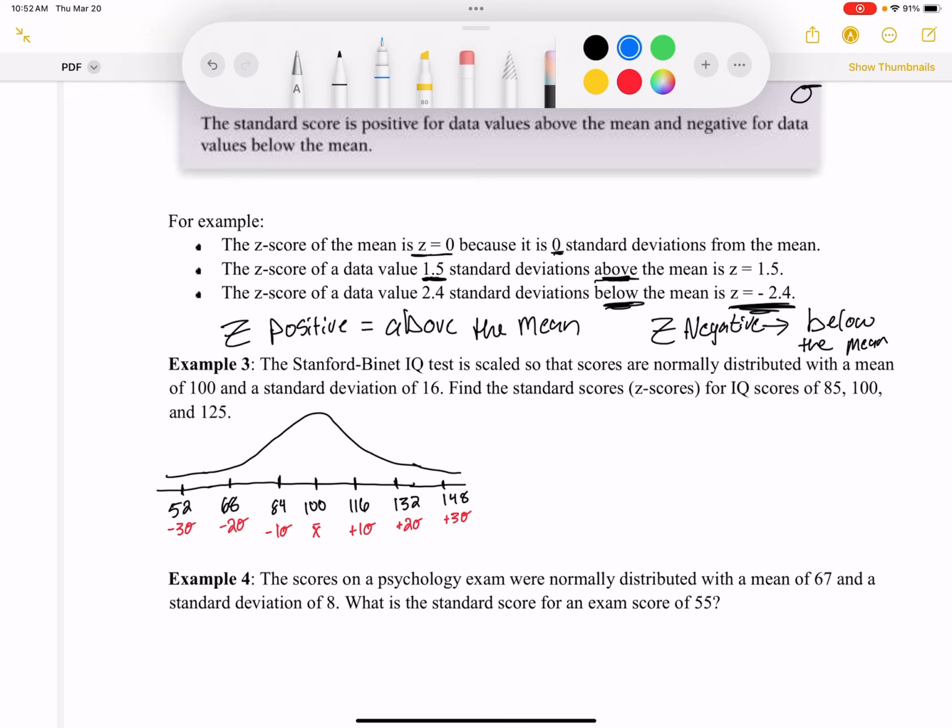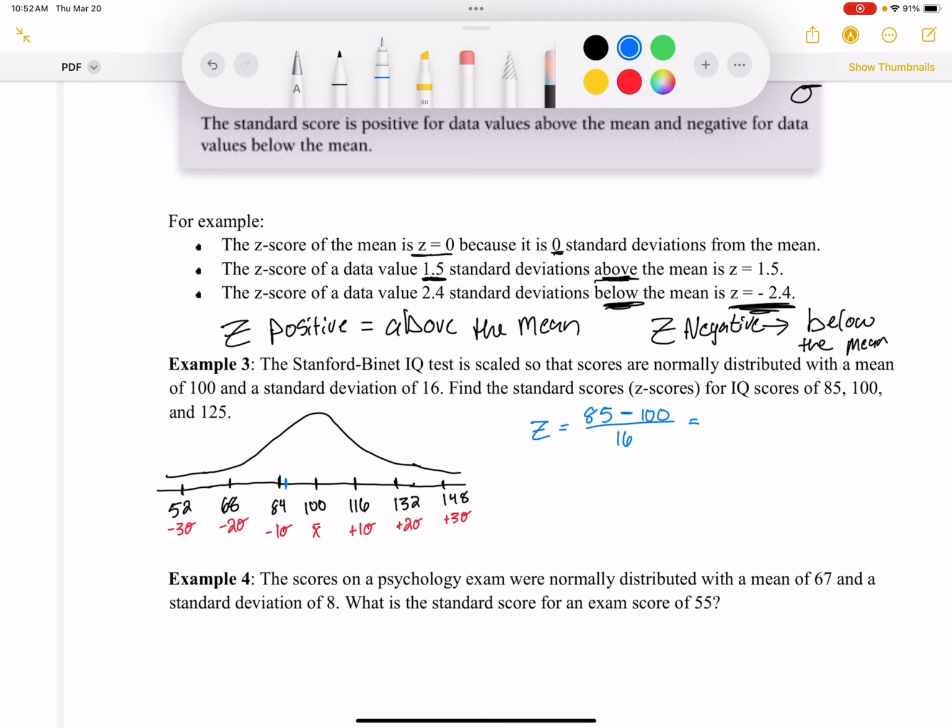All right, so let's think about this real quick. Find the standard score for 85. So 85 means that I'm going below the mean, about right here. That's not quite 1 standard deviation below the mean, but it's close. Let's get the Z-score. The Z-score is equal to the data value, 85, minus the mean, 100, divided by the standard deviation, which is 16.